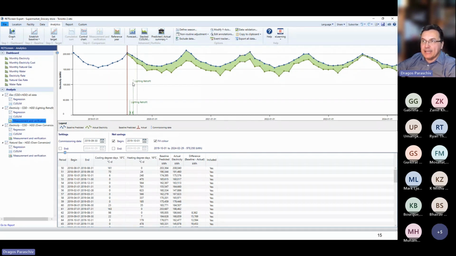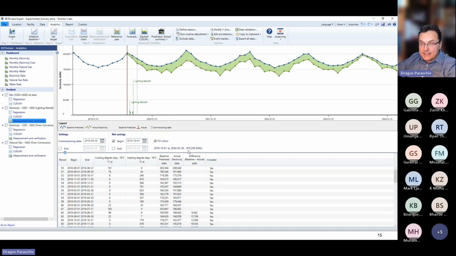So we know the project ended somewhere around mid-September. We say, no, the commissioning date is actually end of September, and we want to accumulate savings starting on October 1st in 2019. And from October 1st, 2019 till end of February 2024, we accumulated 970,000 kilowatt hours of electricity.